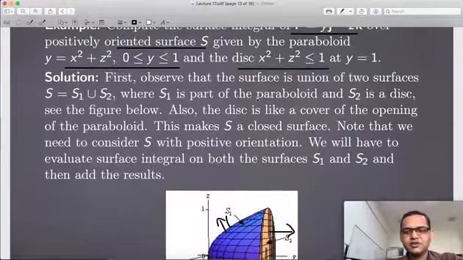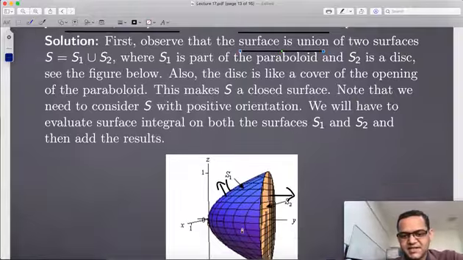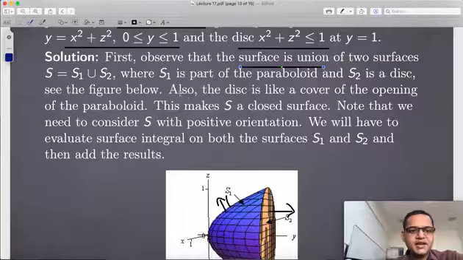So first we need to observe that the surface is a union of two things. As we always did, whenever there is an integral defined over a union of two or many things, you have to compute the integral over each piece and then sum them up. So we will compute the surface integral over S1 and then the surface integral over S2 and then add them up, isn't it?